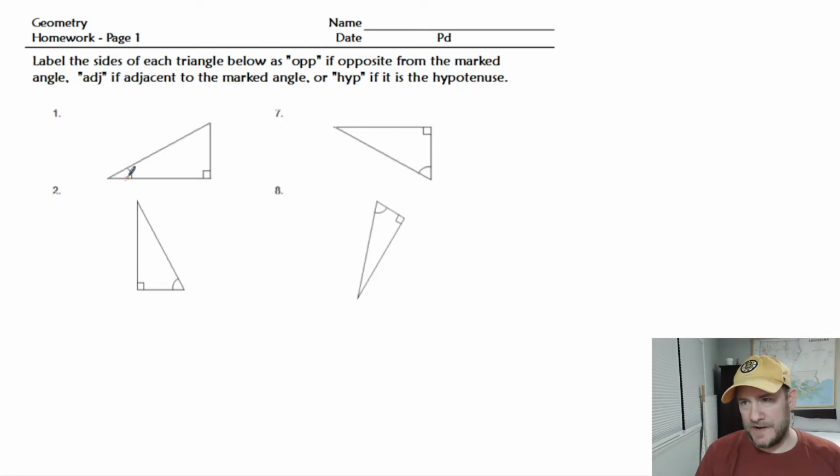But if this is our angle, then opposite would be over here. Then this guy's adjacent. This guy's hypotenuse. That's it. Now here's another triangle that's like flipped around, right?